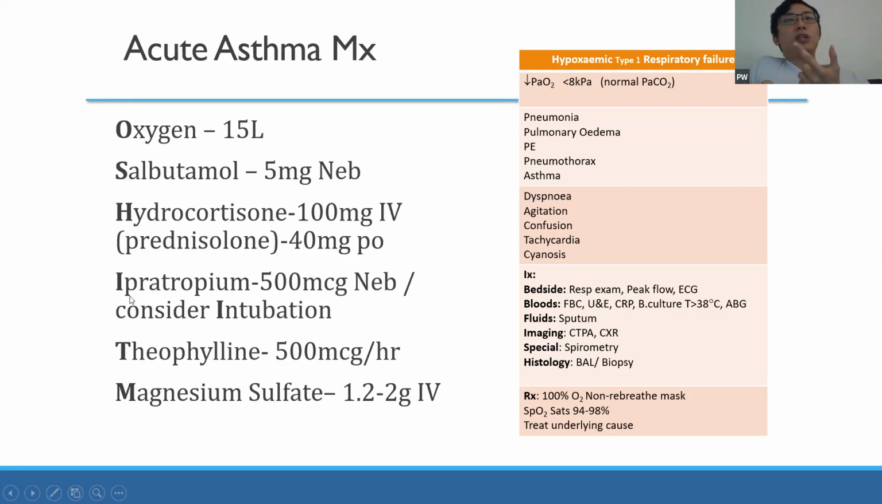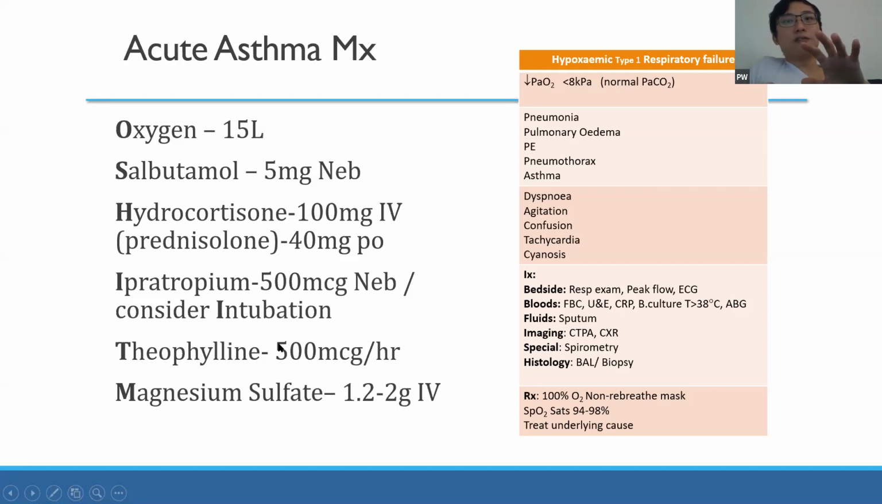And at this point, if they're not responding, you need to seriously consider intubation. You as a junior are not going to intubate anybody. So effectively, this is contacting your ITU registrar, informing them about this, that you've got some patient with asthma that you're worried about, and they're going to have to review them.